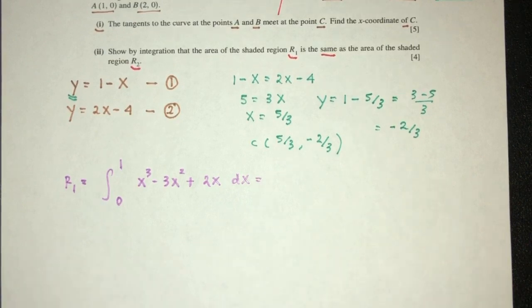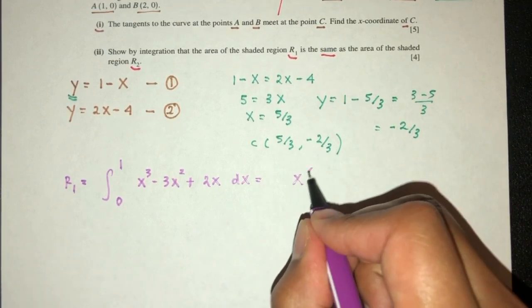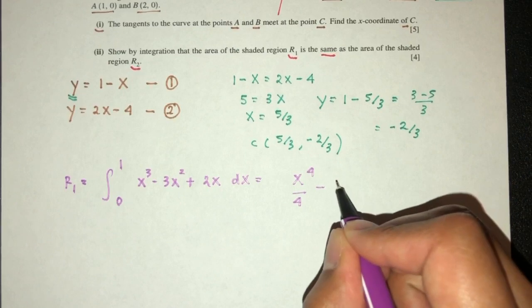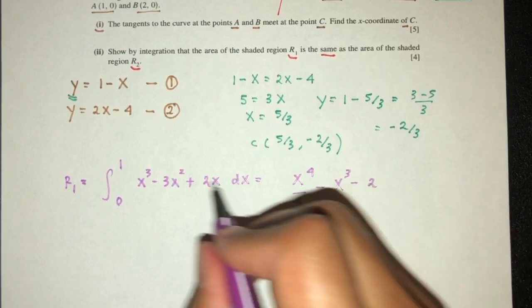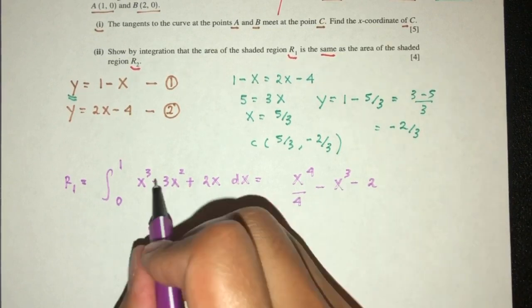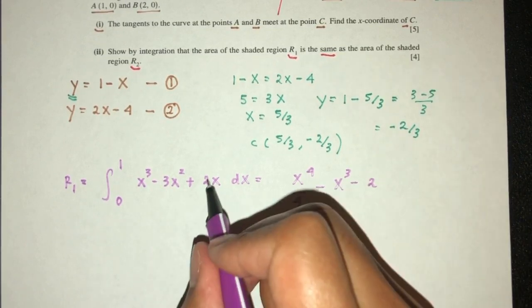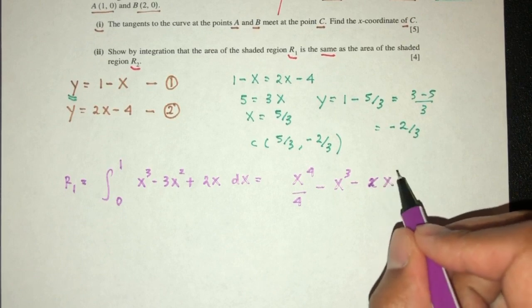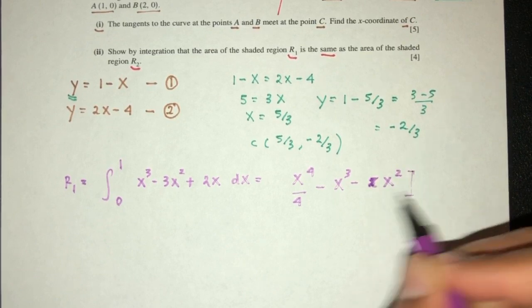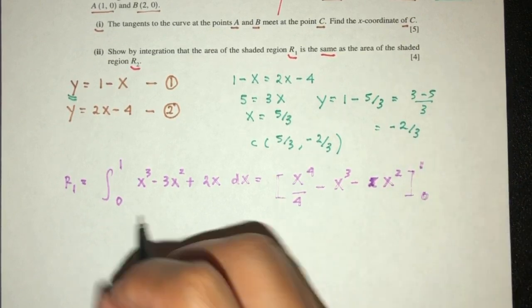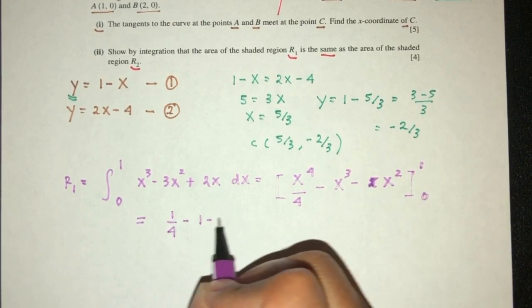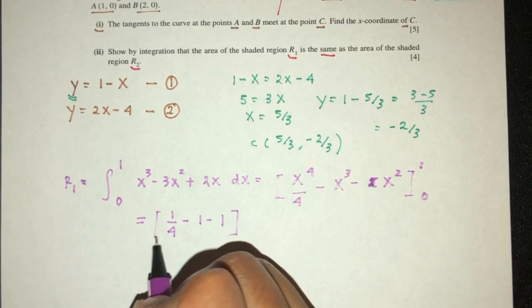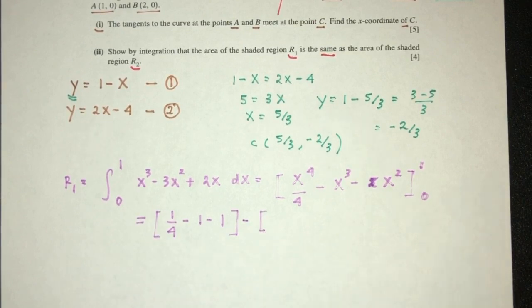Now we just have to simplify. That will give you x power 4 over 4 minus x power 3, this was cancelled out, 3 divided by 3. This will also cancel out. You will have x squared. And this will be limits between the values of 1 and 0. So simplify. 1 will be 1 over 4 minus 1 minus 1, and then minus the value of 1. So let's see, what do we get?